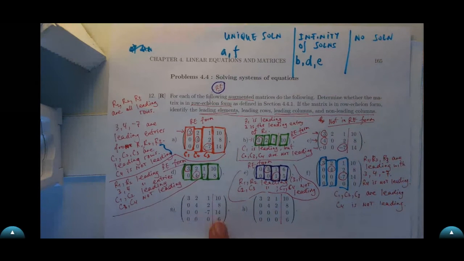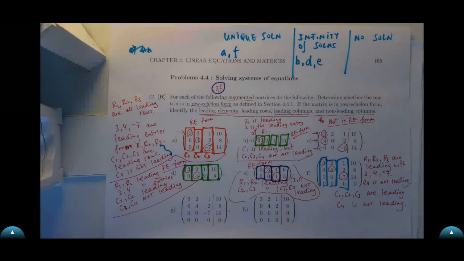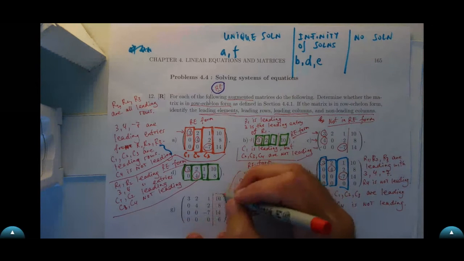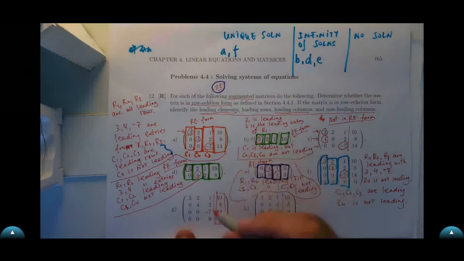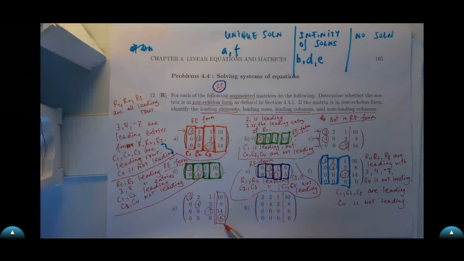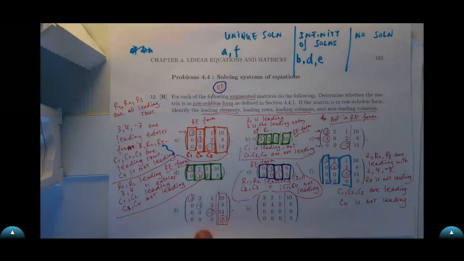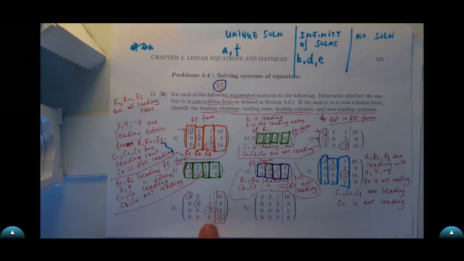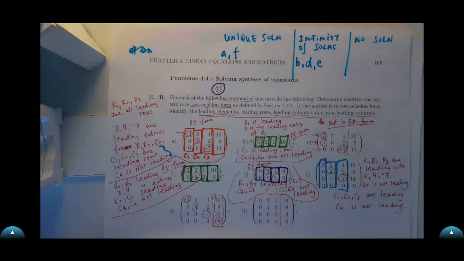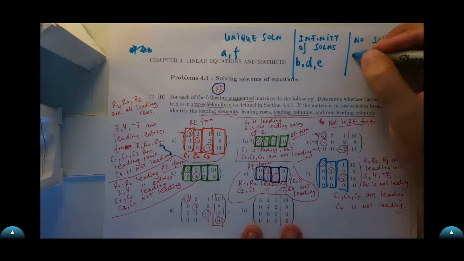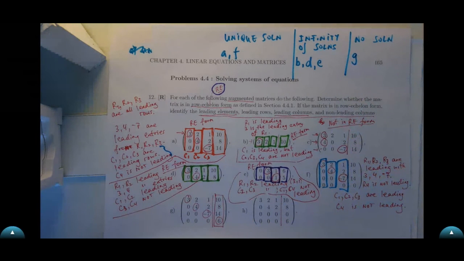What about part G? Part G, if you look closely, it's in row echelon form. And if you look at the leading entries from each row, you can see that column 4 contains a leading entry. So as Ashwin has said on the chat, there's no solution, right? It's the same as saying 0x plus 0y plus 0z equals 6. There's obviously a problem. So G would be in the no solution category.